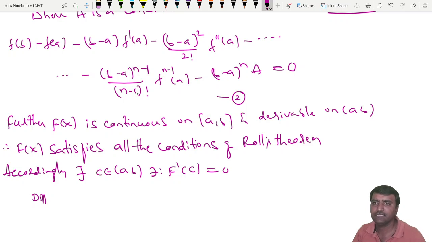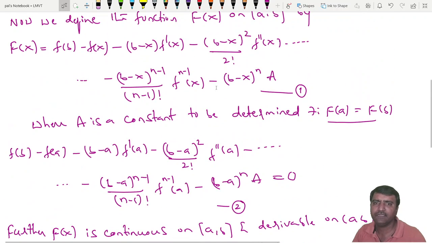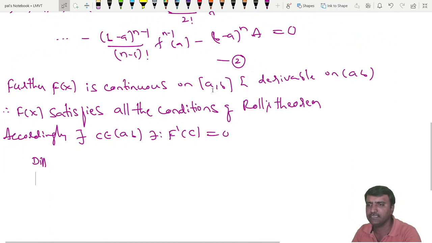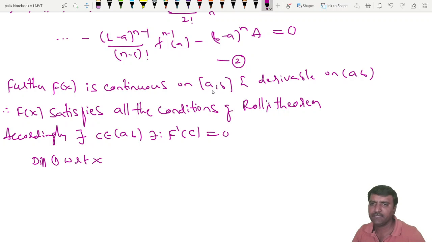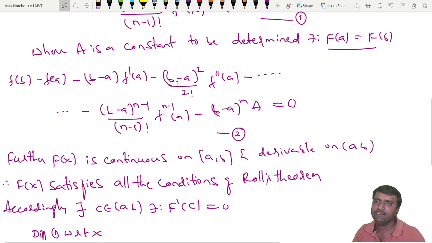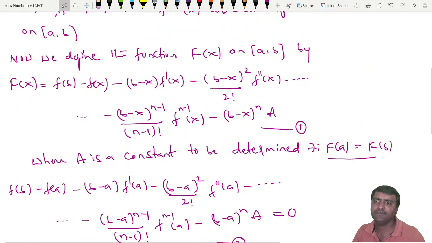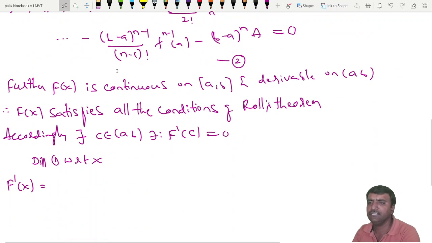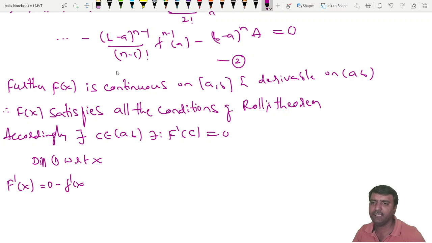To find f dash of x, you take differentiation of equation 1, differentiate equation 1 with respect to x. So what happened? It gives f dash of x. F dash of x is equal to f of b, the first term. This is f of b, which is a constant. Differentiation of a constant is 0, minus differentiation of f of x is f dash of x. So 0 minus f dash of x.